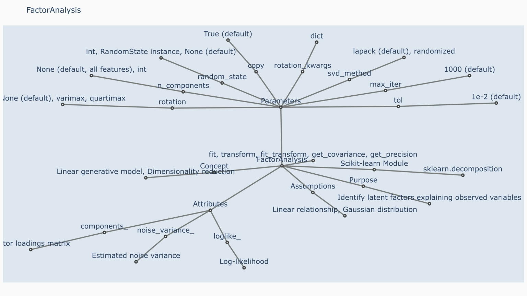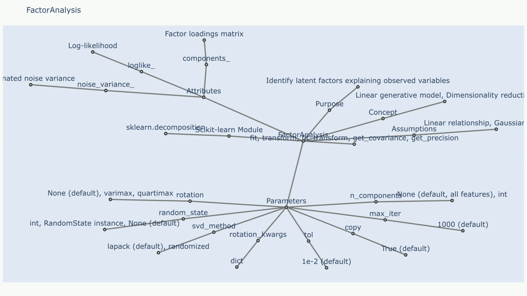sklearn.decomposition.FactorAnalysis: a deep dive. Factor analysis (FA) is a statistical method used to identify underlying factors or latent variables that explain the relationships between observed variables. It is a dimensionality reduction technique that aims to represent a set of observed variables with a smaller set of unobserved variables, factors. In simpler terms, FA tries to find the hidden structures in data that explain its variation.